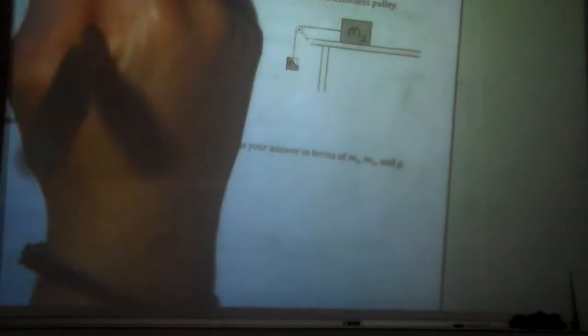Alright, the next one. M2 is on a frictionless table. It's going to be released. M1 is over this frictionless pulley. Draw the forces on each block. So M1 and M2. So M1, let's decide which way it's going to accelerate.